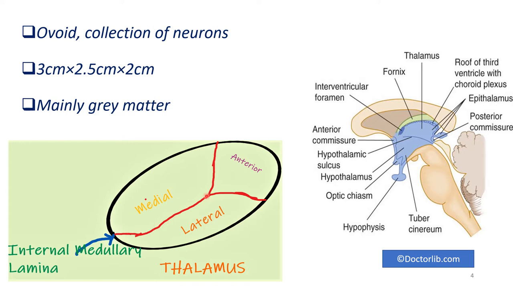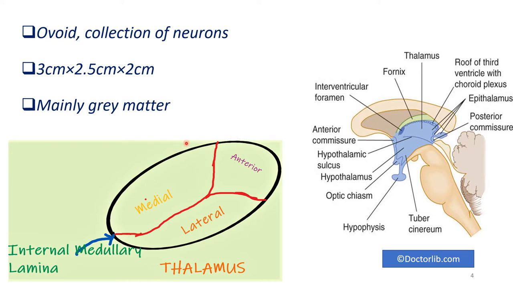This internal medullary lamina is made up of the internuclear thalamic connections. So these nuclei are interconnected with each other. They send signals and connections to each other, and this forms the internal medullary lamina.